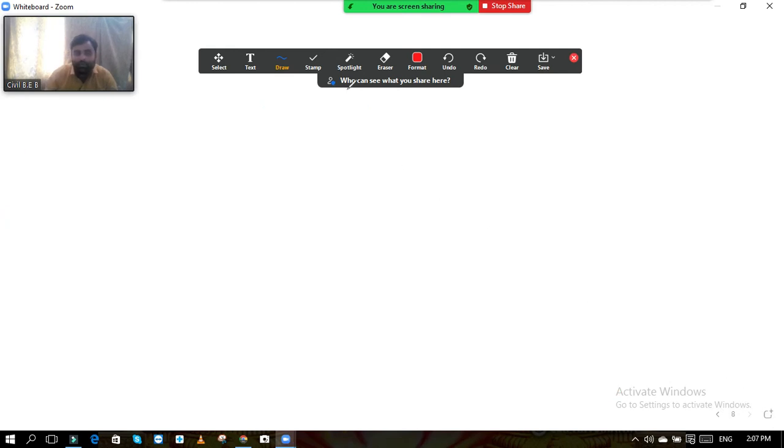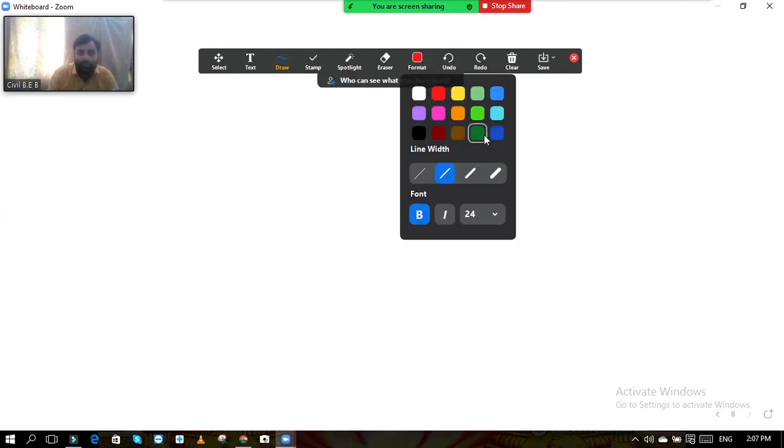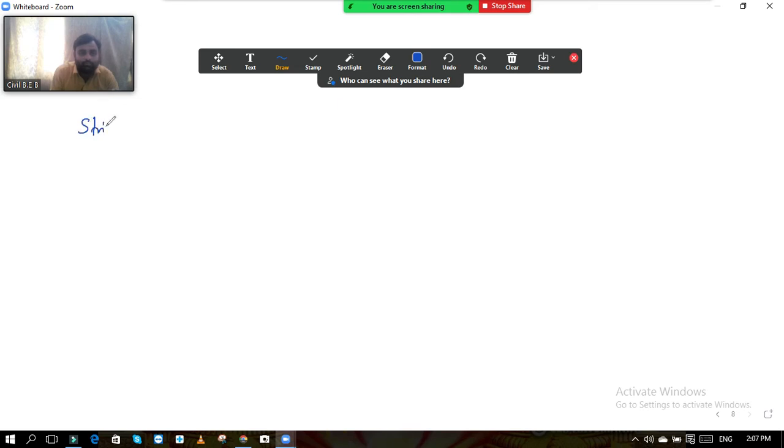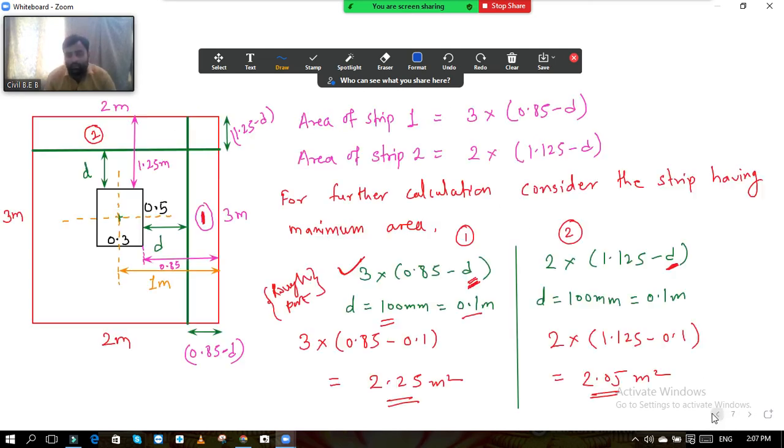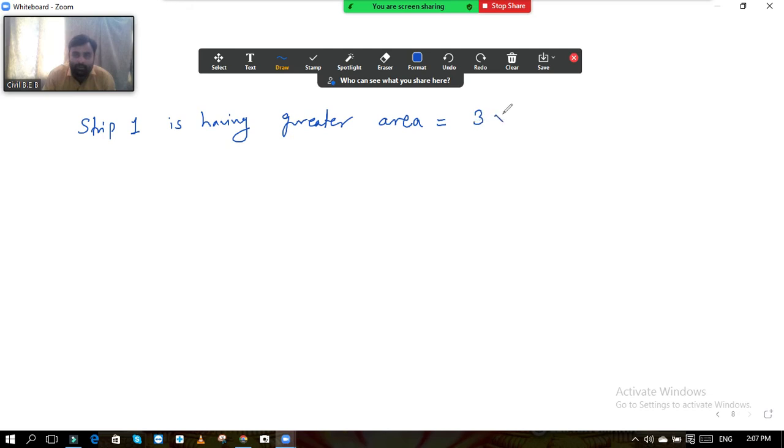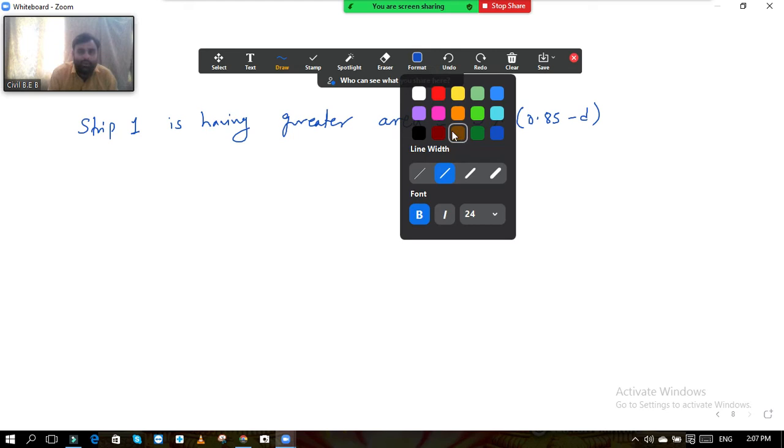Okay, so I will write over here: strip 1 is having greater area, which is equal to 3 into 0.85 minus d. So this strip we will take for the further calculation. Now calculate the shear force as usual.